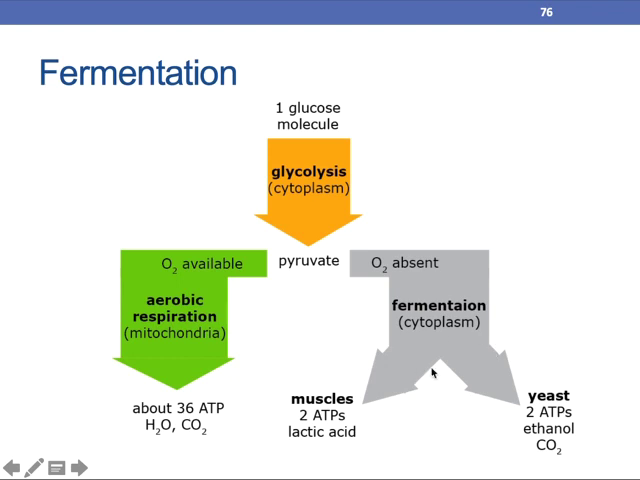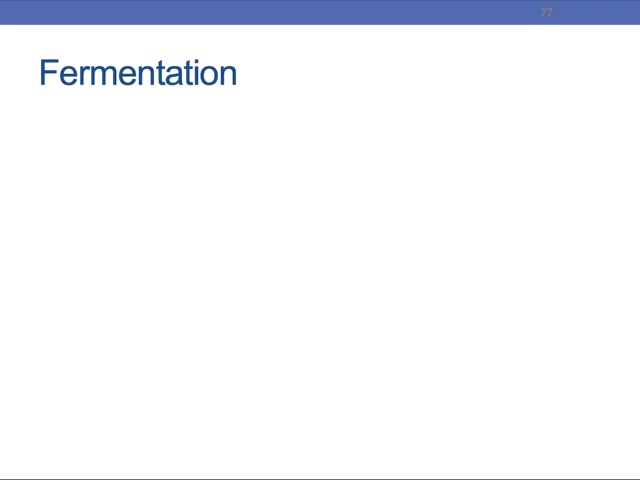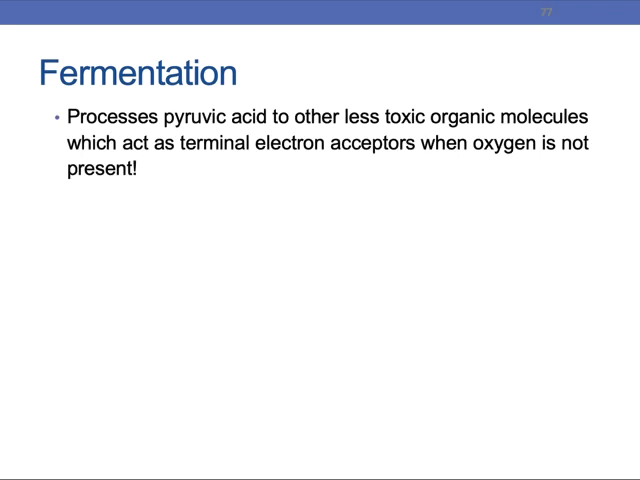Fermentation may take place in mussels or it may take place in yeast. In mussels, you have a less toxic form of pyruvic acid formed, known as lactic acid. In yeast, where you have alcohol fermentation, you have carbon dioxide and ethanol being produced. And so the whole point of fermentation is to process pyruvic acid into a less toxic form.